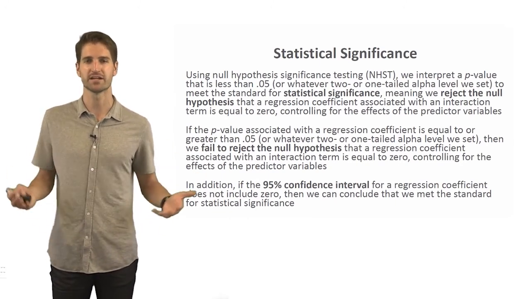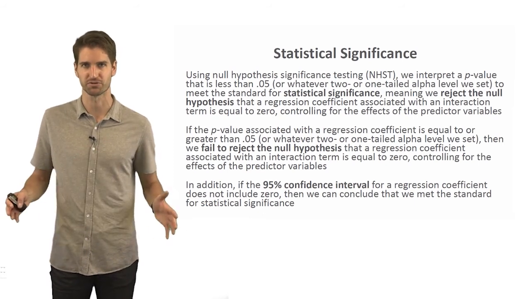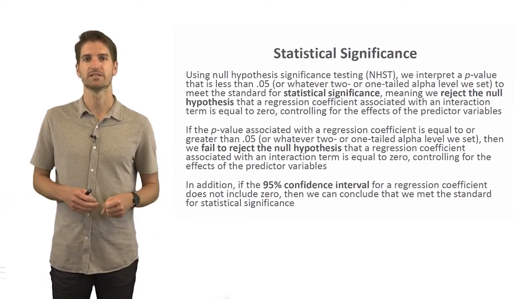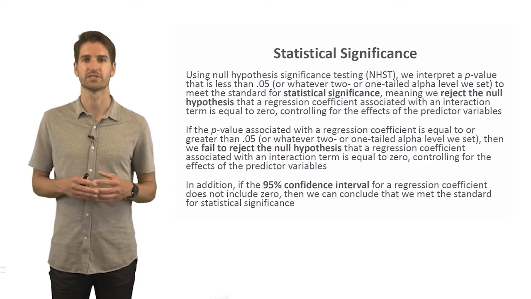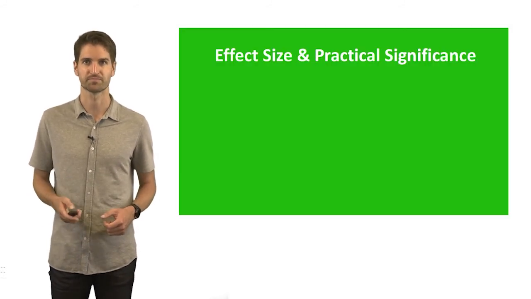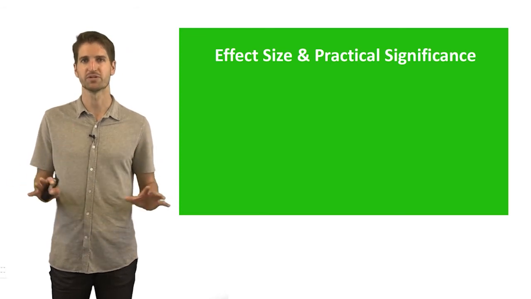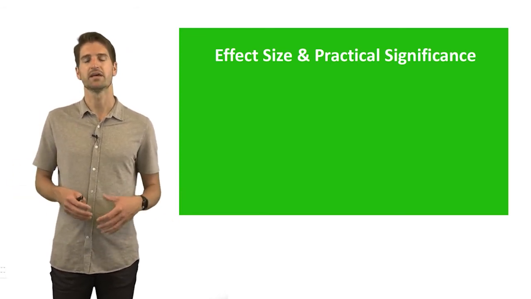And again, if that 95% confidence interval does not include 0, then we conclude that it is statistically significant. If it does include 0, then we conclude that it is not statistically significant. Okay, so let's assume that we did find a statistically significant interaction term.